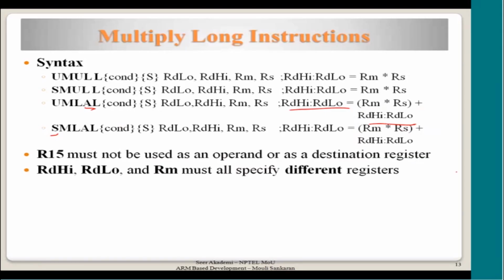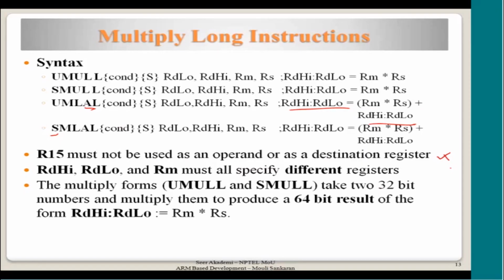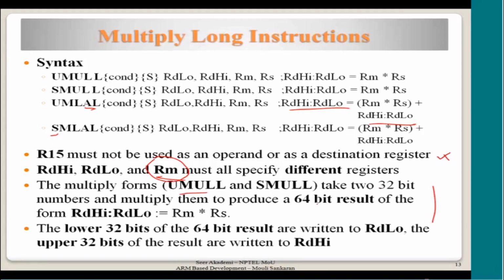R15 should not be used, so you cannot use R15 as an operand. And then RD low, RD high and RM must also specify different registers. Please remember, RM should also be a different register, and that is for correctness, and even for executing the instruction. And UMLAL and SMLAL are either unsigned or signed. And the result is a 64-bit value.